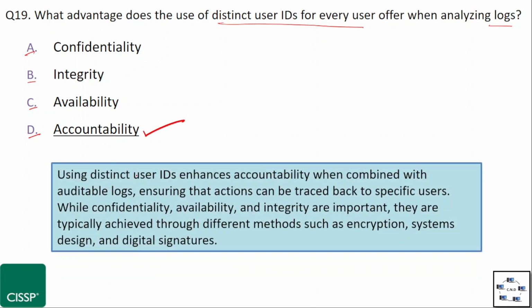So using distinct user IDs enhances accountability when combined with auditable logs, ensuring that actions can be traced back to specific users. While confidentiality, availability, and integrity are important, they are typically achieved through different methods such as encryption, systems design, and digital signatures.